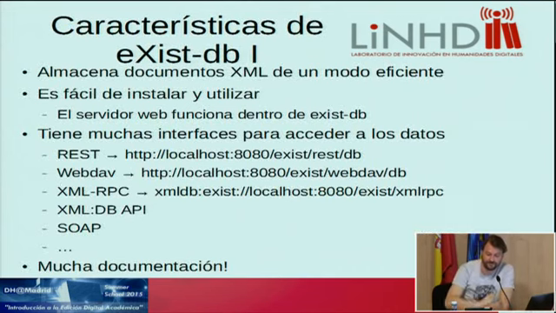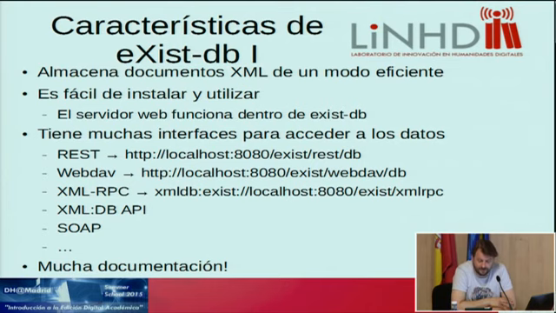So, the features of eXistDB: it stores XML documents in a very efficient way, as I said. It's a web server, but it's not only a web server. You can embed it in other software as well. You can access it via many different interfaces. REST is the normal interface you use for HTTP access. That is when you access eXist over the web browser. You can access it via WebDAV. That means you can plug it into your system, and it looks like a local drive. So you can use it in your file system.